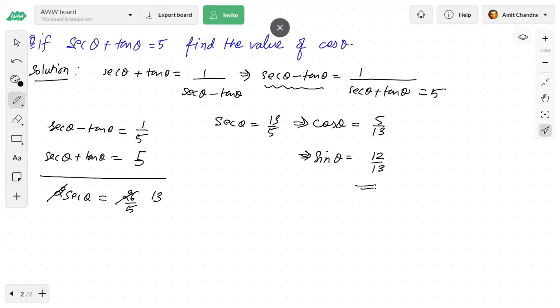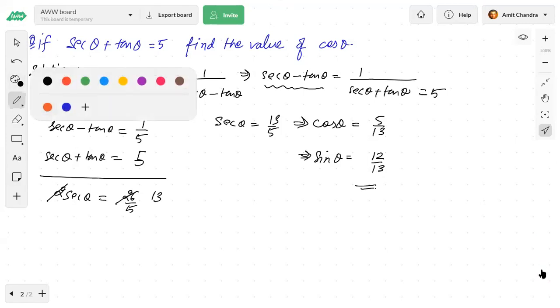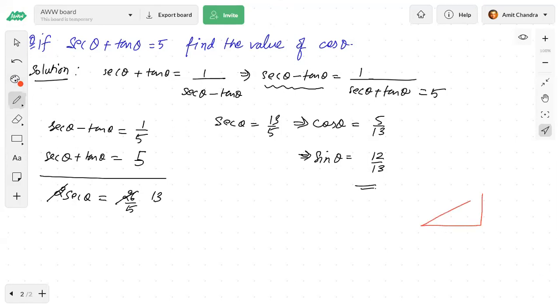But if I'm only taking the acute values, then what will happen? I can form a triangle using theta, such that this is theta. So cos theta is 5 by 13. So cos theta means base is 5 and 13 is the hypotenuse.